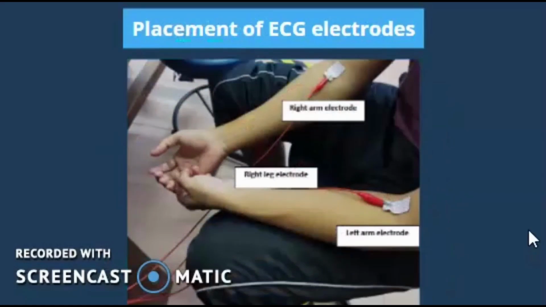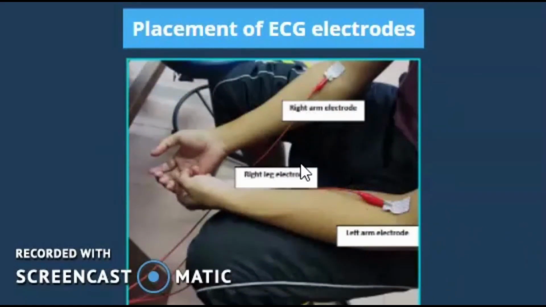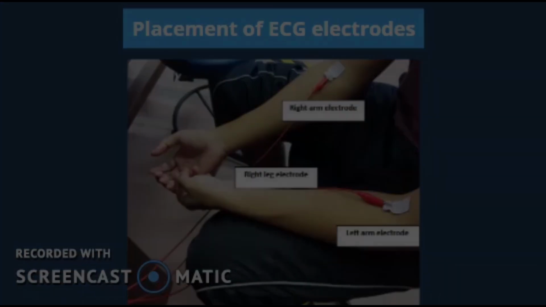And the last one is the placement of the ECG electrodes. It has been labeled here which parts of the arms and legs the electrodes need to be placed on to have the measurement of the biosignal, which is ECG. That's all from me. Thank you.